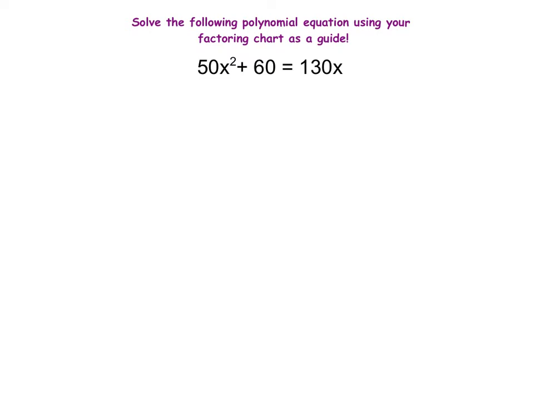So third example, we notice here that we have different terms on different sides of the equation. So we're going to start by rewriting this so that we have all of our terms on the same side of the equation. So I'm going to subtract 130x from each side to start. And then I'm going to make sure that I write my terms in descending order. So the 50x squared comes first because it's the highest degree, followed by a negative 130x in the middle because that's the second highest degree, plus 60 at the end with the lowest degree, and all of that equals 0. So that's my first step there.